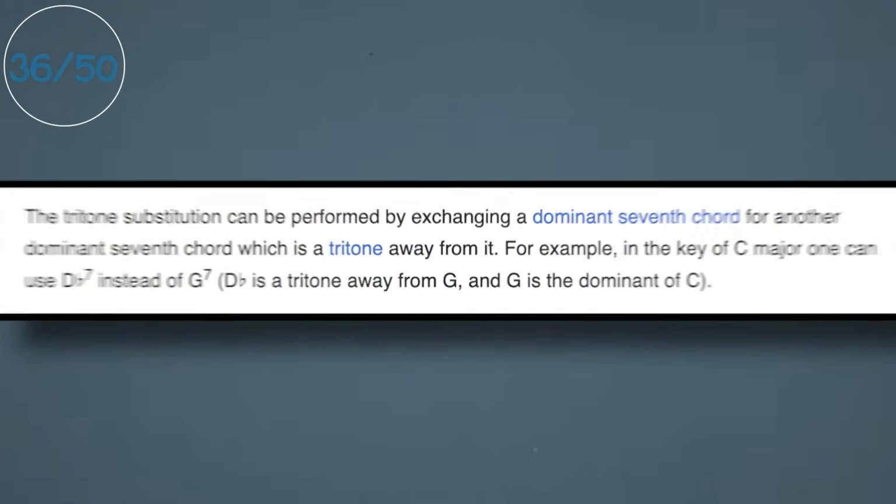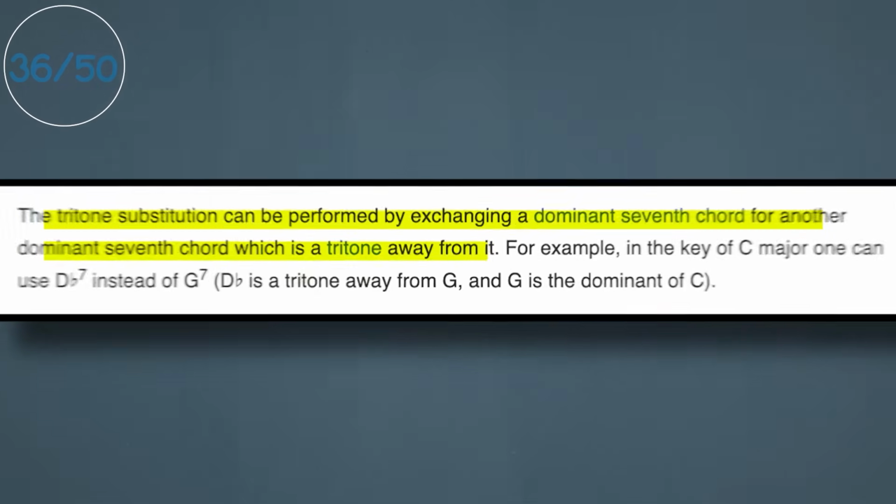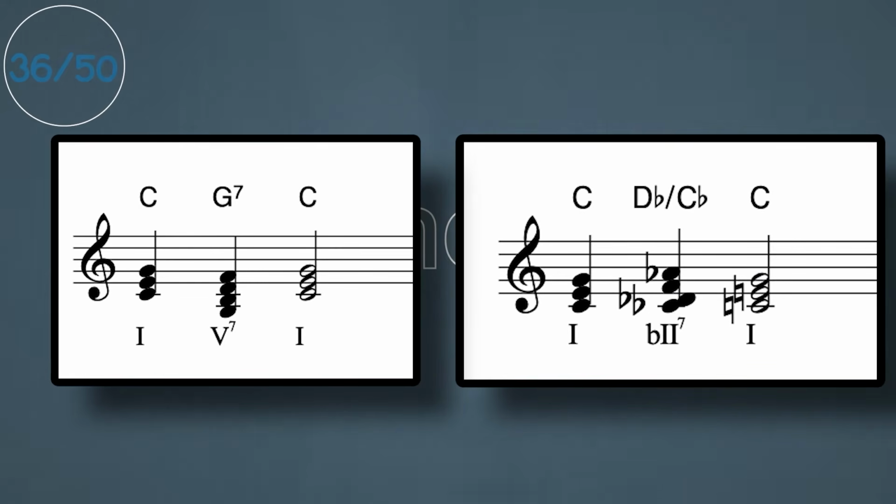Tritone substitution. A tritone sub is where a dominant 7th chord is replaced by another dominant 7th chord a tritone away. For example, G7 moving to C major could be replaced with D flat 7 moving to C major. This works because both G7 and D flat 7 contain the same tritone within them. B and F, just spelled differently. And this means that we can resolve them the same way, giving us a different sound that functions the same way.